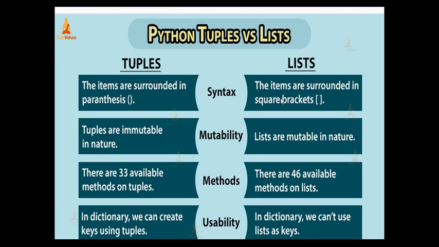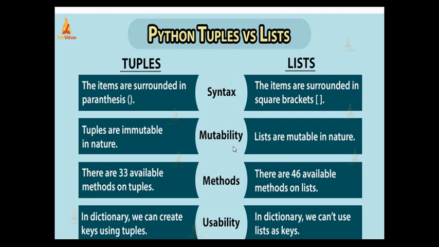Moving to next, by this table I have shown again the difference between tuples and lists. In tuples, items are surrounded by parentheses. The main important difference is that as in lists we use square brackets, in tuples we use parentheses. Tuples are immutable in nature, that means you can't change values or add values. Lists are mutable in nature. There are fewer functions and methods in tuples as compared to lists. In a dictionary we can create keys using tuples, but in lists we can't use keys as in a dictionary.